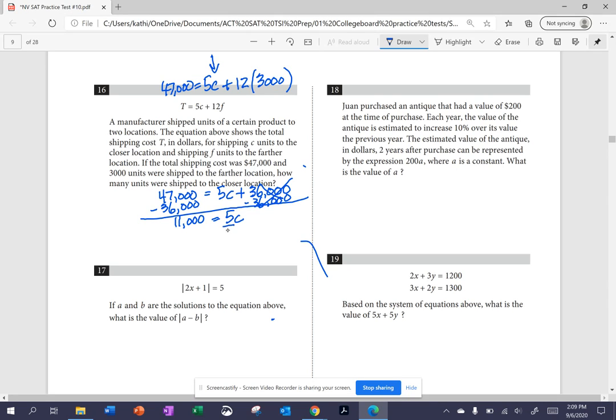So I'm dividing both sides by 5. So 5 into 11,000. 5 goes into 11 two times, which is 10. 5 goes into 10 twice. The remainder of 0. So C equals 2,200, and you're going to grid in 2,200. All right, 17.